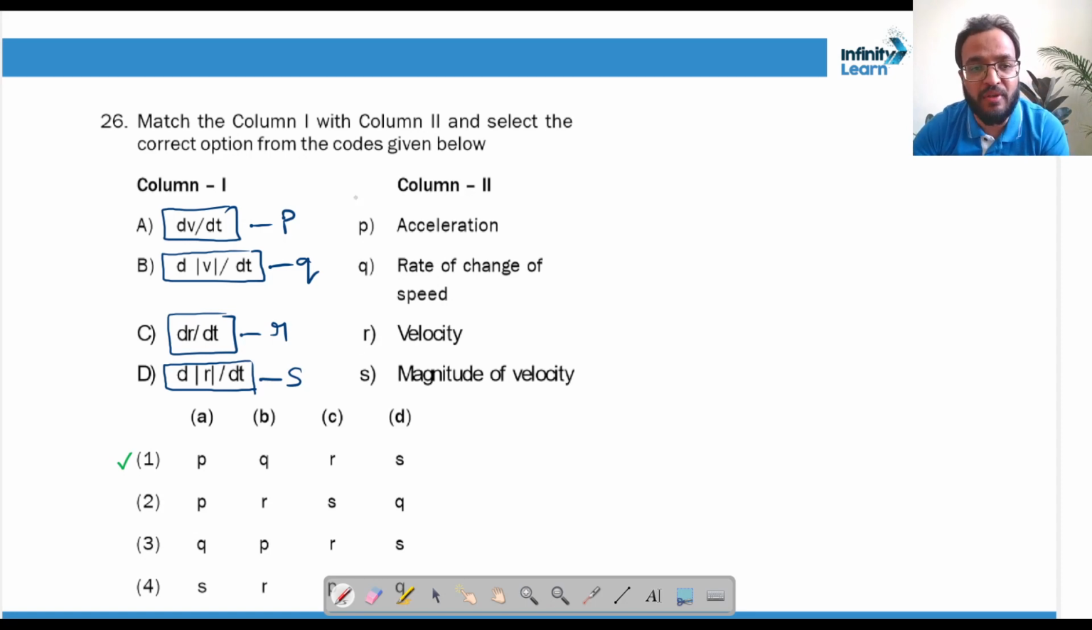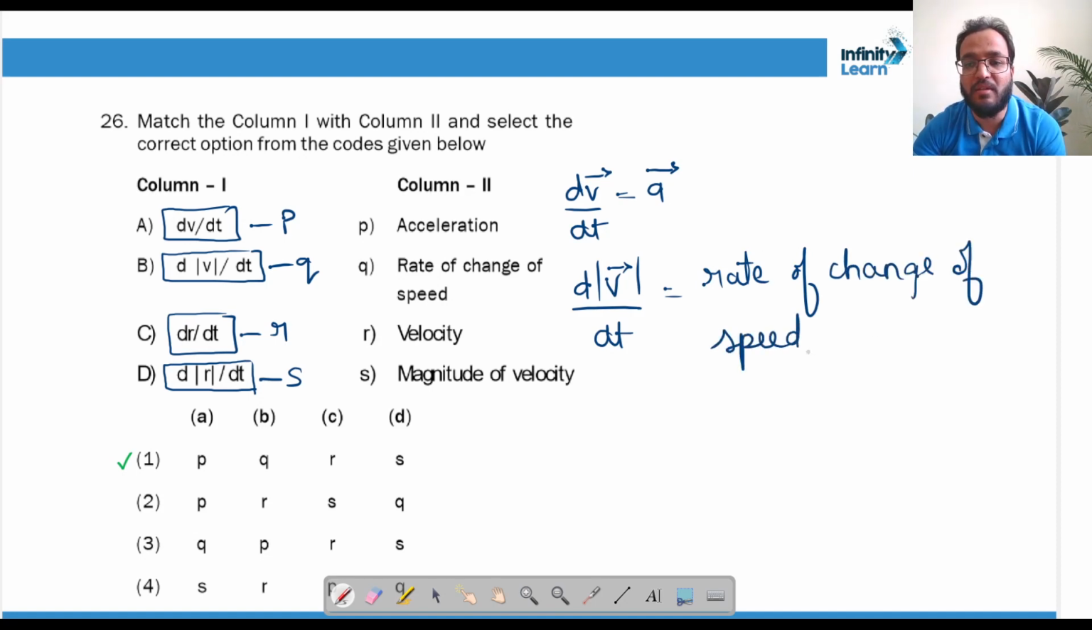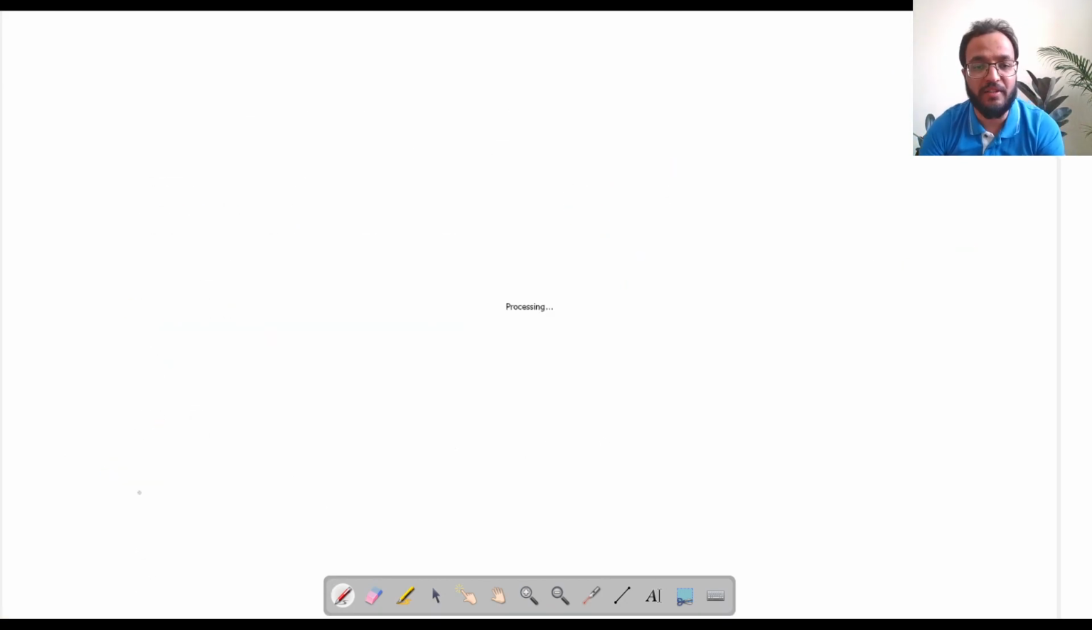See, it's very simple. If you differentiate complete velocity, dv by dt, this is nothing but acceleration. If you are differentiating only its magnitude, then it is nothing but rate of change of speed only. This is not any physical quantity. This is simply rate of change of speed. Got it? So likewise, you can say PQRS, first option is right.